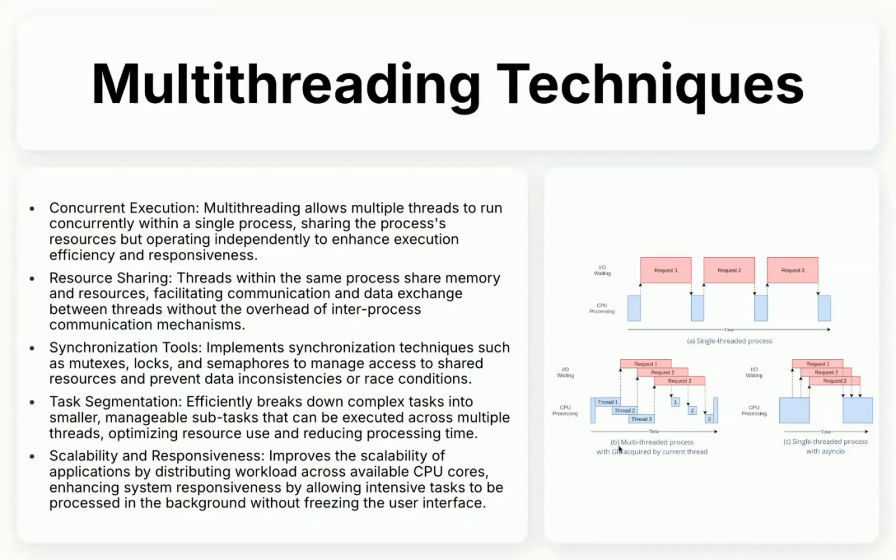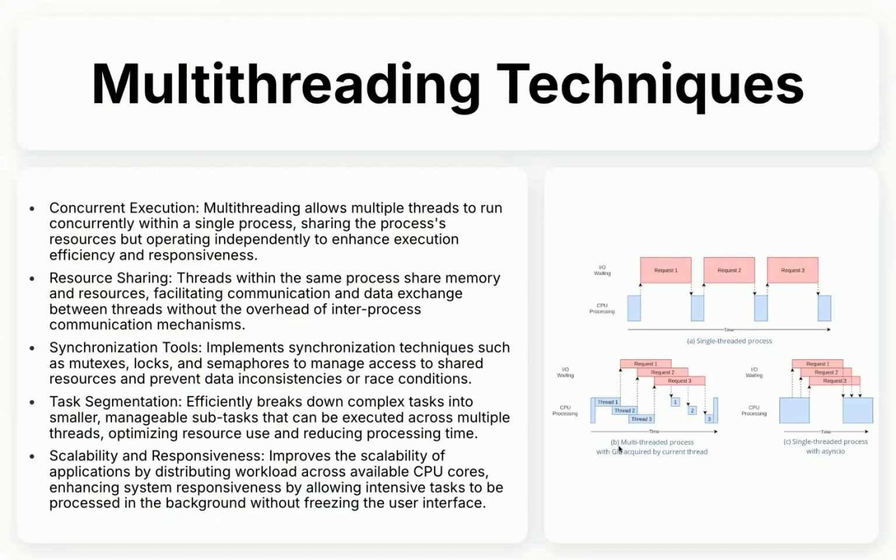So we're sharing resources. Threads within the same process share memory and resources, facilitating communication and data exchange between threads without the overhead of inter-process communication systems. This relies on synchronization tools such as mutexes, locks, and semaphores to manage access to shared resources. So the most famous example of this would be the global interpreter lock within Python, which basically helps with multi-threading processes and makes sure that you are sharing data appropriately between these multi-threaded computations.